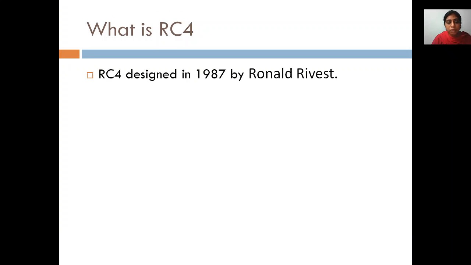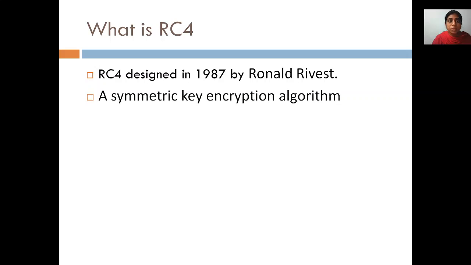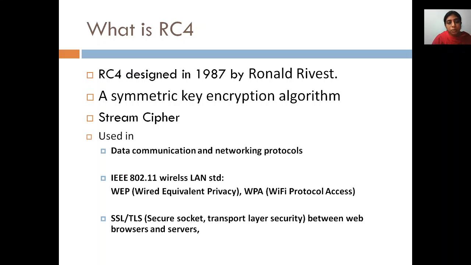The RC4 algorithm was designed by Ronald Rivest in 1987. It is a symmetric key algorithm and also a stream cipher. It is generally used in data communication and network protocols. It is related to IEEE 802.11 wireless LAN. It is used in WEP and WPA, and it is used generally between web browsers and servers.